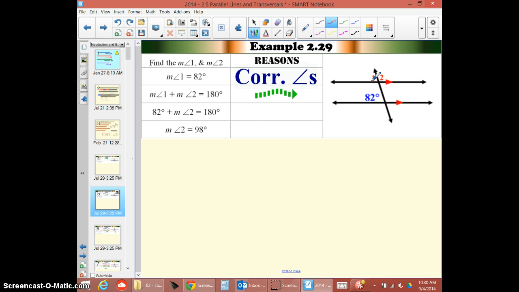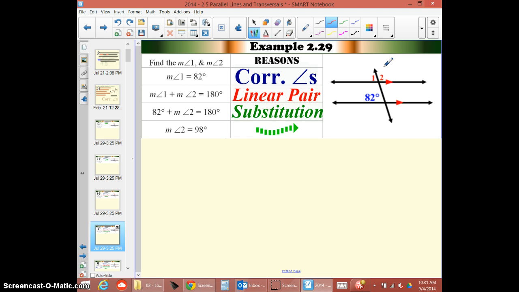Now, also I noticed that 1 and 2 are a linear pair. So since 1 plus 2 equals 180, I can then use substitution. Instead of having measured angle 1, I can replace it with 82. Then I can subtract 82 over using the subtraction property of equality, and there's my two-column proof for why the measure of angle 2 equals 90 degrees.